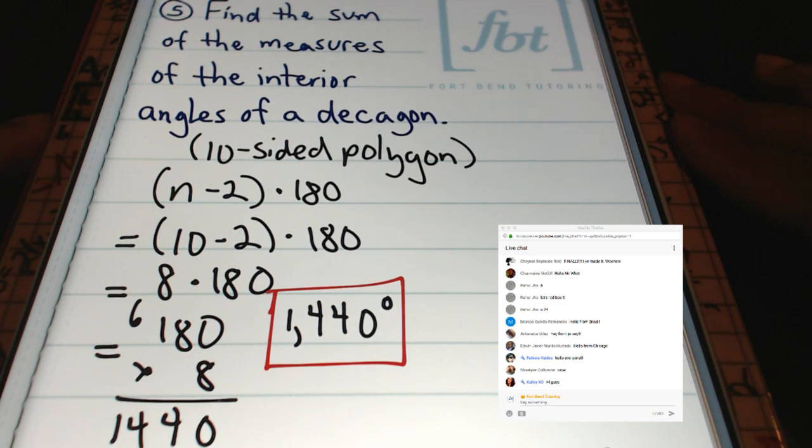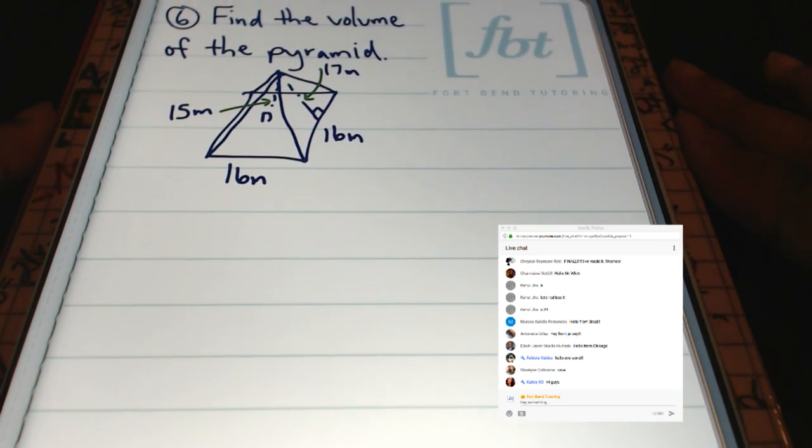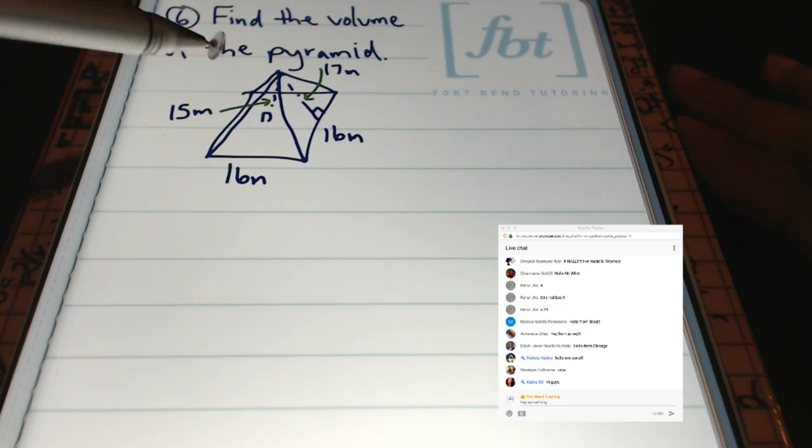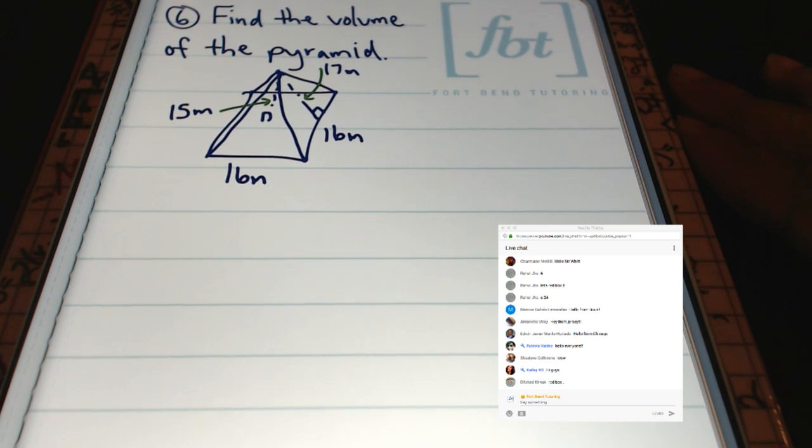All right, so we have problem number 5, guys, and we're moving on to problem number 6. In problem number 6, it says to find the volume of the pyramid. And notice, guys, in this pyramid, we had to put a red box around it. In this one, we have a pyramid, and they're asking for the volume.